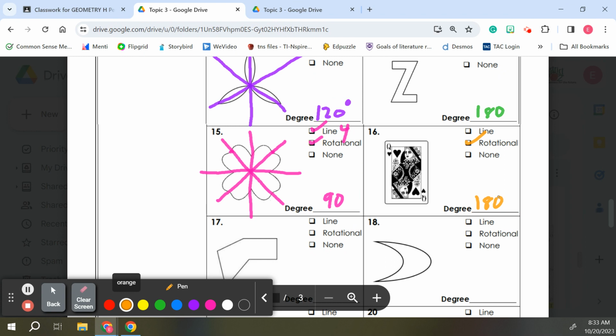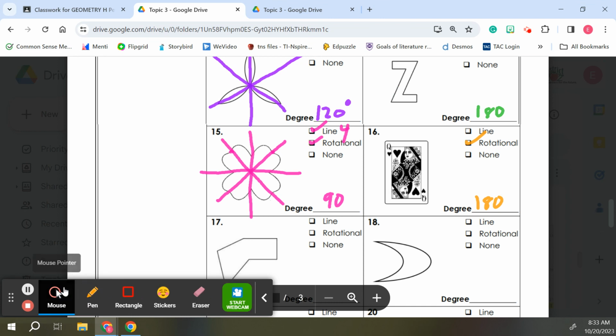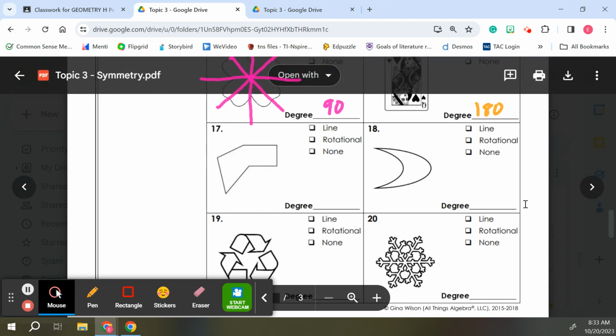17 through 20, I want you guys to try on your own. This one has no line nor rotation. There's one line right there. Does 18 have a rotation too? No. Number 19 is kind of hard. It's 120 rotation. Are you sure? Oh yeah, it is. There's no lines.